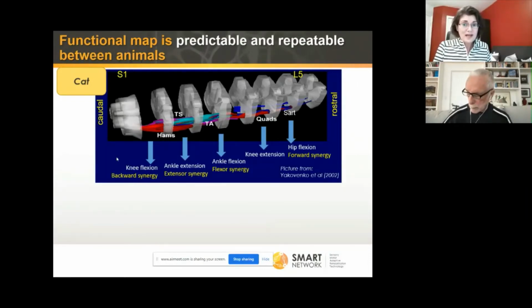What I'm showing here is a 3D rendition of the cat lumbar enlargement, and the colorful regions are the motor neuron pools, or the nerve cells that make connections to various muscles in the legs. Now, depending on where we are in the enlargement, we can reliably elicit a single joint movement or a coordinated multi-joint synergy. And this is repeatable from animal to animal.